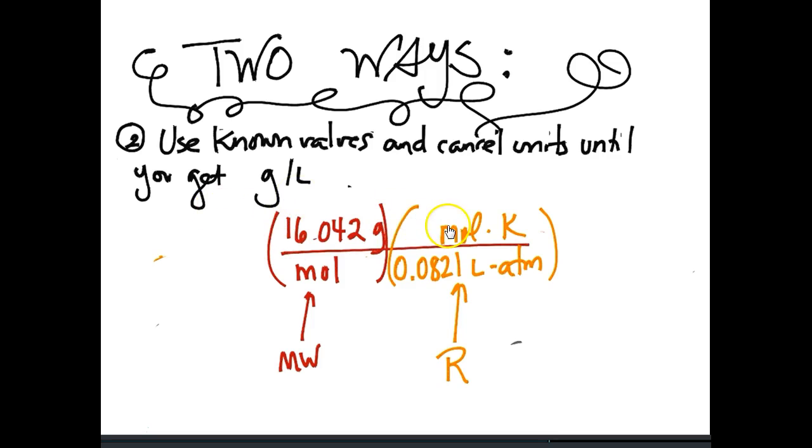So we have grams on the top. Moles is going to cancel with moles down here. We have Kelvin on the top. We need to get rid of that. We have liters on the bottom. That's good, but we also have atmospheres down here. So we have to get rid of Kelvin and atmospheres before we're all the way done.